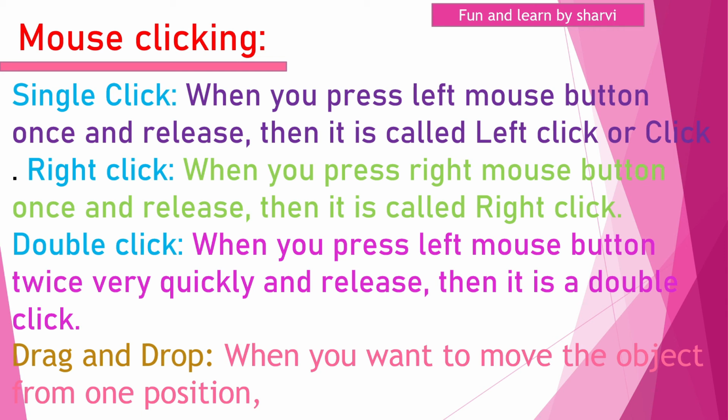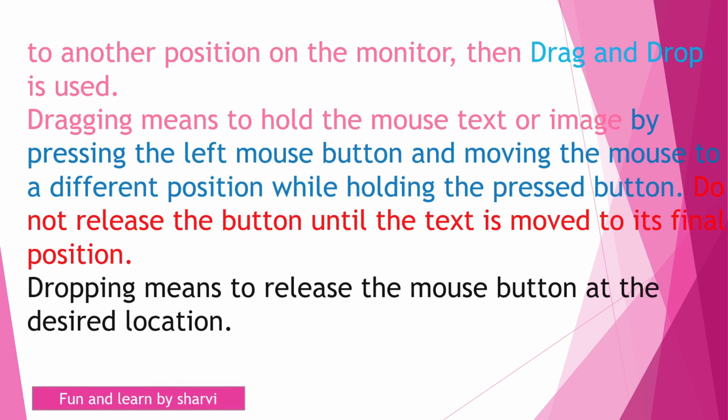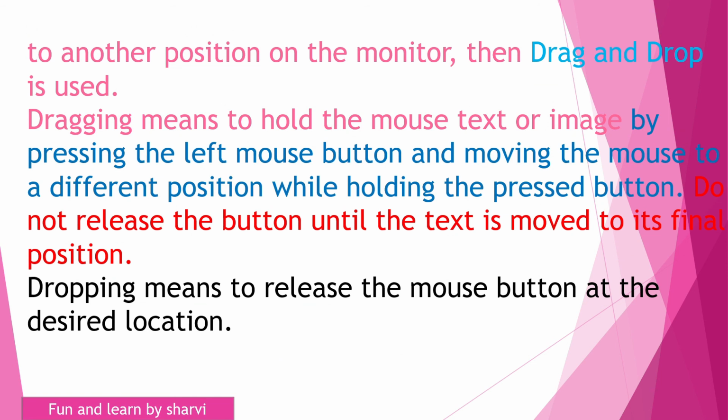Drag and drop. When you want to move the object from one position to another on the monitor, then drag and drop is used. Dragging means to hold the text or image by pressing the left mouse button and moving the mouse to a different position while holding the pressed button. Do not release the button until the text is moved to its final position. Dropping means to release the mouse button at the desired location.